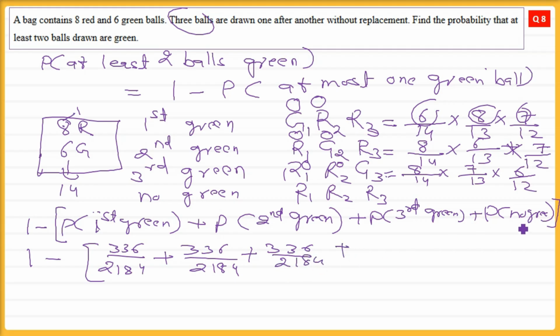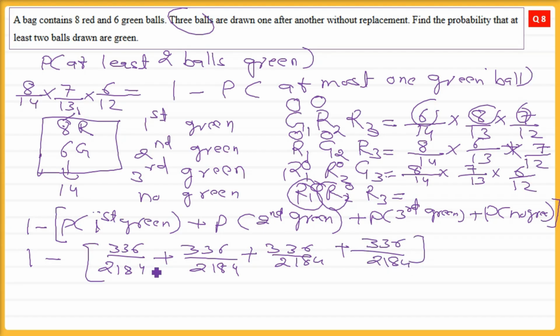Now no green. That is, all has to be red. R1, R2, R3. Let me write it here. There is less space, so I am writing it here on the left corner. So 14 are there. First is red, so 8 are available. Second time 1 is being picked up. That 2 are red. So 13 are remaining, and 8 minus 1 is being picked up, so 7 is remaining only. So 7 by 13. Now 2 reds are being taken up, only 6 is remaining for us, and in total 14 minus 2, which is 12. So this will again come as 336 by 2184. So all in all, when we compute this, it is going to come as 1344 by 2184. You subtract it from 1, 5 by 13 is going to come.